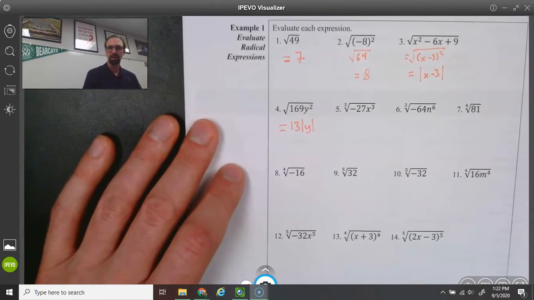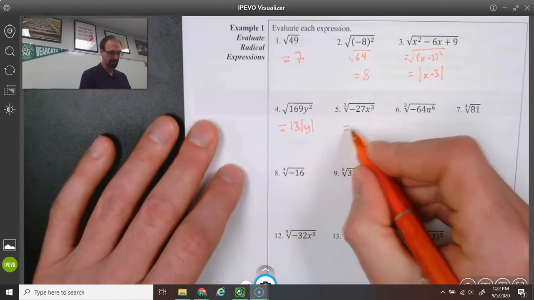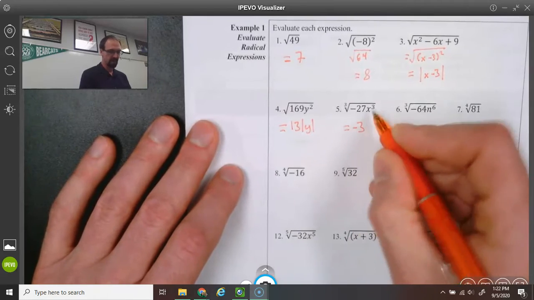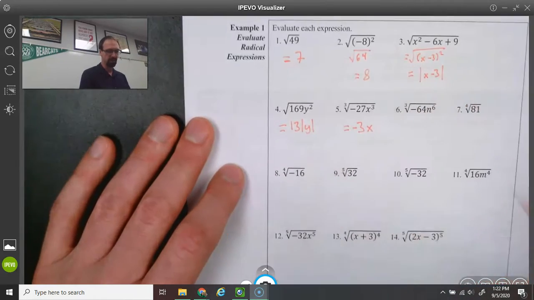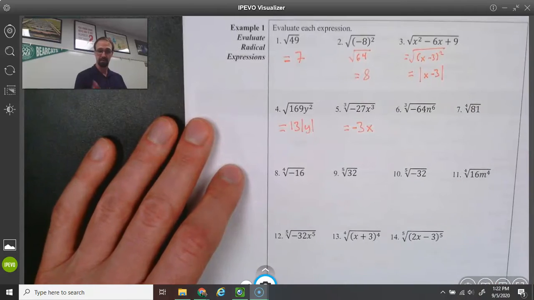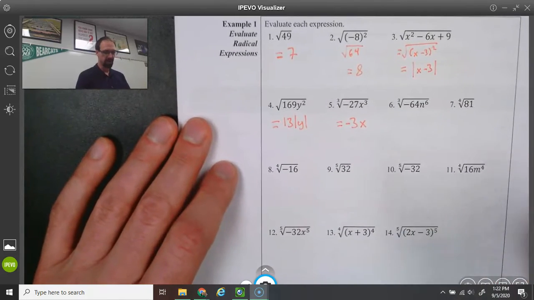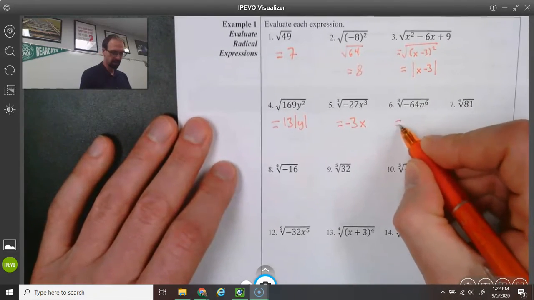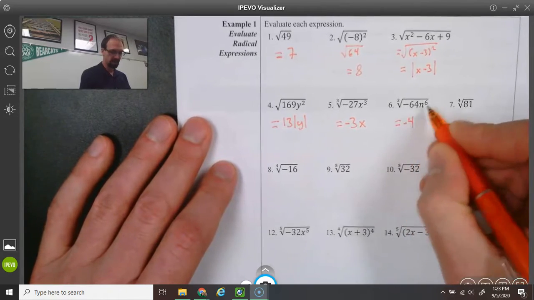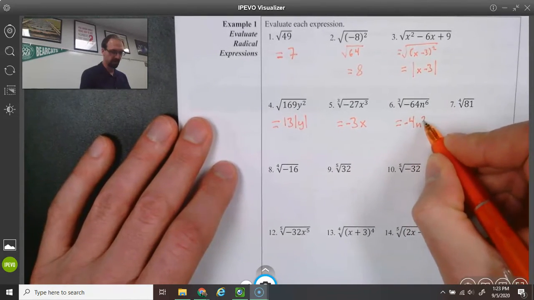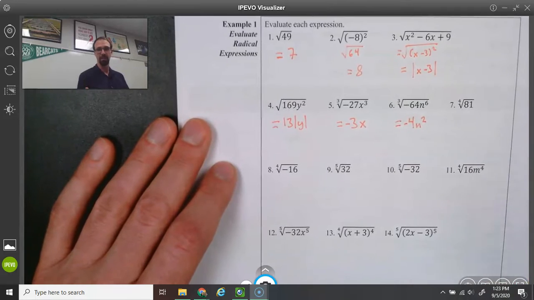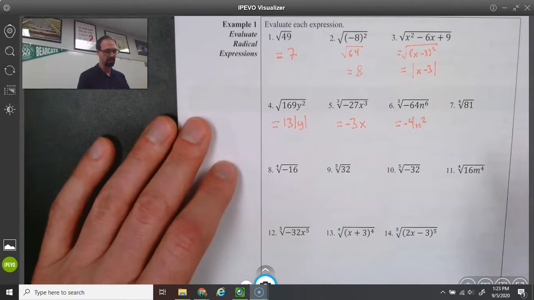Number 5, the cube root of negative 27 is negative 3, and then the cube root of x cubed is x. We do not need to use the absolute value markings because this is an odd root. Number 6, cube root of negative 64 is negative 4. Cube root of n to the 6th is n squared. Again, no absolute value markings because it is an odd root.